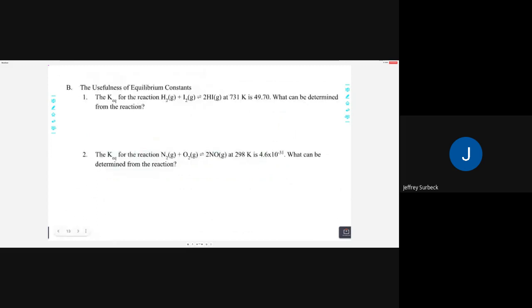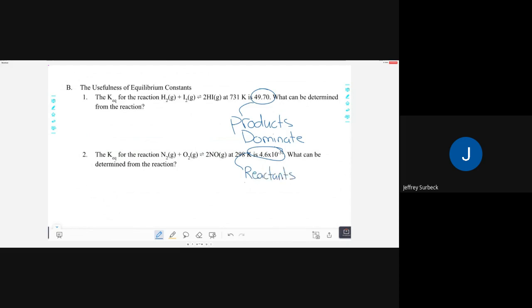I put this in here kind of late, but we already said 49.7. What dominated again? Products. And now, how about this? Now we have a tiny K, 4.6 times 10 to the negative 31st. That means 30 zeros in front, and then you have the decimal. A really small number. So what dominates here? Reactants. And again, it just means more reactants in terms of concentration are present.